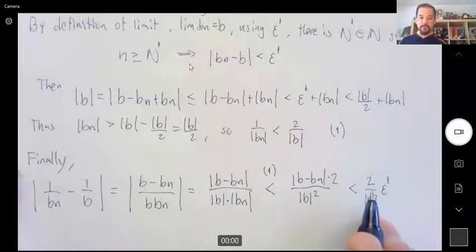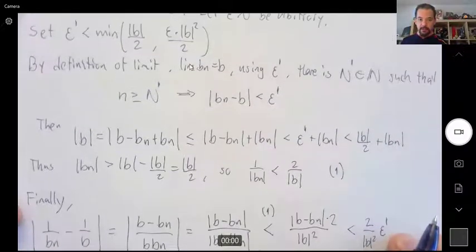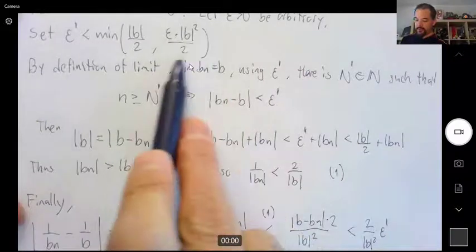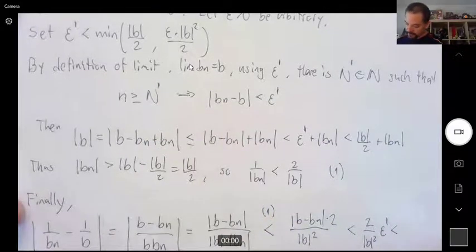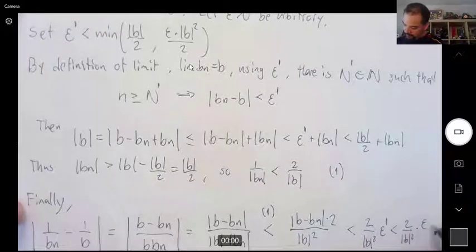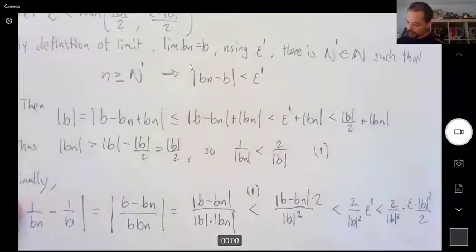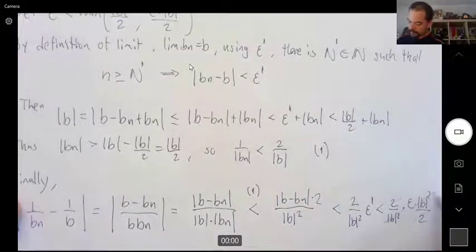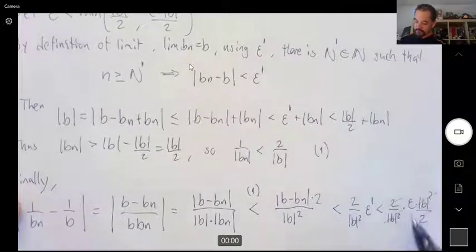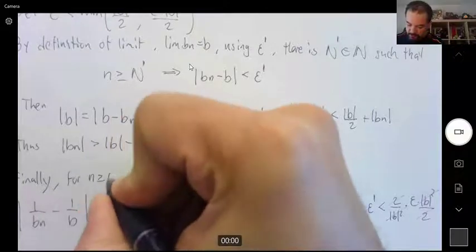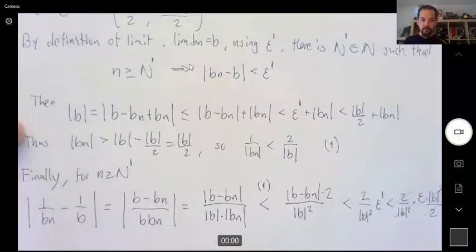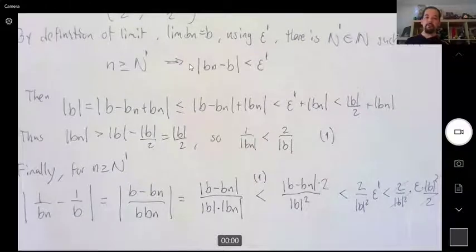But what will we say about epsilon prime? We can still see it here. Epsilon prime is smaller than this quantity, epsilon times capital B squared divided by 2. So then this is in turn less than 2 over B squared times epsilon B squared divided by 2. And we made it so that everything cancels here and it looks pretty, right? So these numbers cancel, and all we are left with is epsilon. So we're done, right? I should probably say for n bigger than N prime, this happens. So we are done. We found the capital N that makes it work.